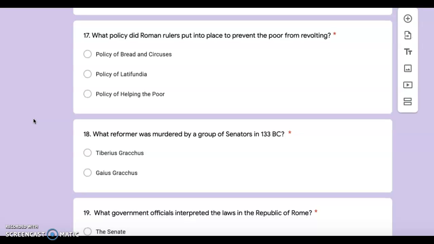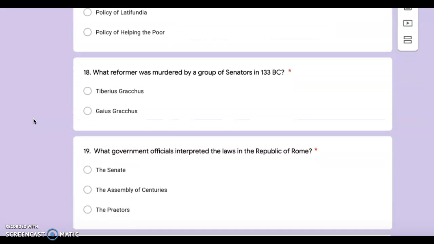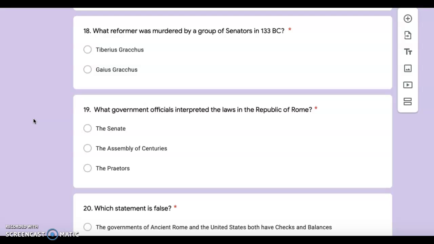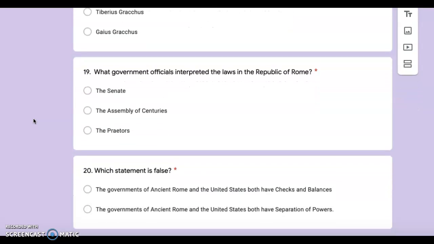17. What policy did Roman rulers put into place to prevent the poor from revolting? Policy of bread and circuses? Policy of latifundia? Or policy of helping the poor? 18. What reformer was murdered by a group of senators in 133 BC? Tiberius Gracchus or Gaius Gracchus?